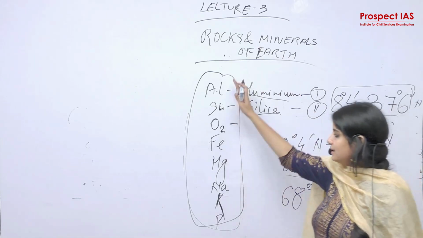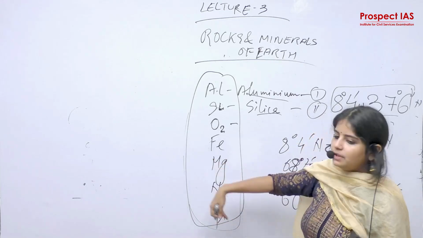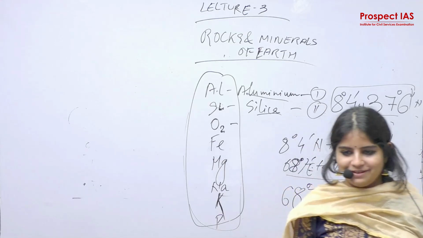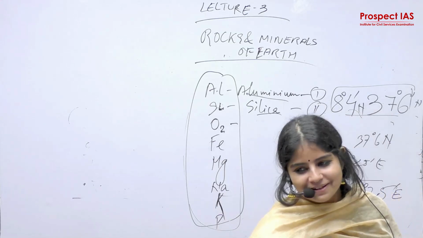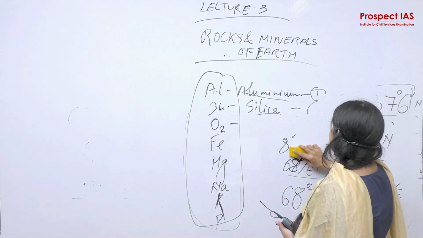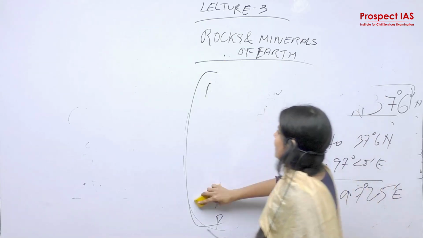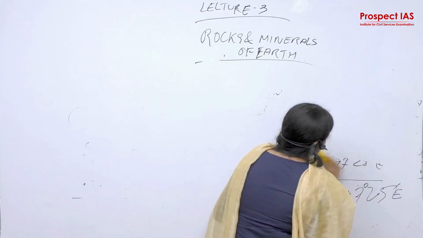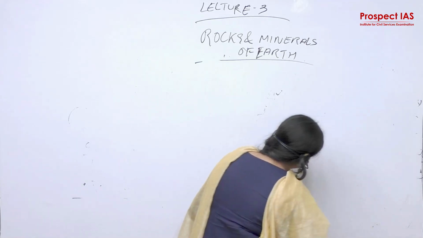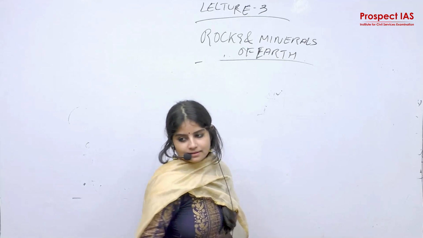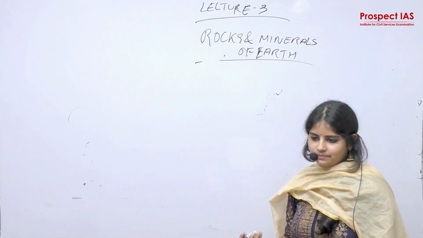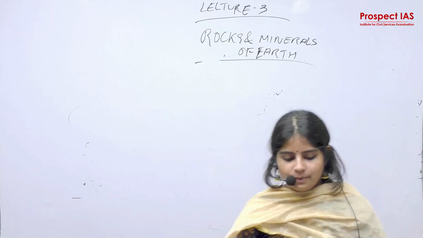Okay, so these are the basic 8 minerals that give birth to 2000 minerals. UPSC is not going to ask you what are these 2000 minerals because it's impossible to learn 2000 minerals at a time. Okay, so all these 8 minerals comprise 98% of the Earth's crust only. The whole Earth, the whole domain of the Earth.